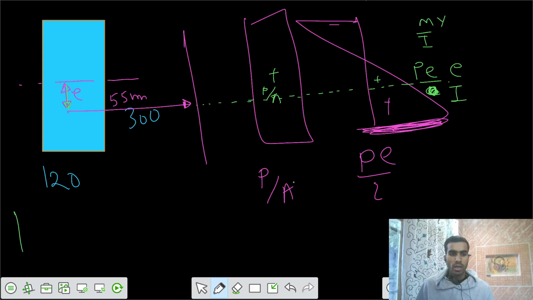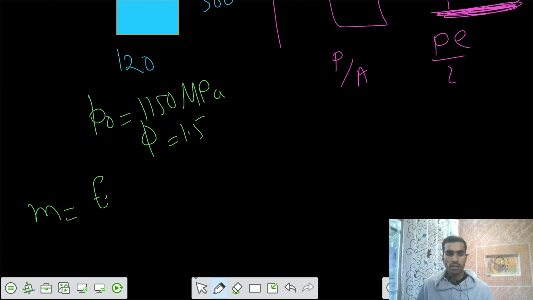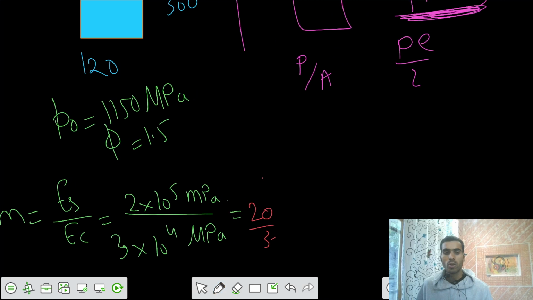Now the problem is that you have this cable. Initial pre-stress is 1150 megapascal, the creep coefficient is 1.5, and the modular ratio can be solved as Es by Ec. That's given to you as 2 into 10 to the power 5 megapascal divided by 3 into 10 to the power 4 megapascal. Is it 20 by 3? It's coming to be 20 by 3. So that you have to calculate. This is a modular ratio of 20 by 3, that is 6.67.